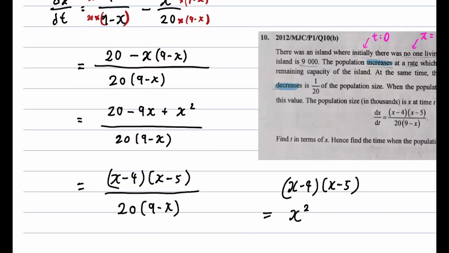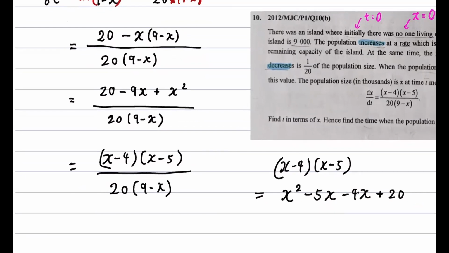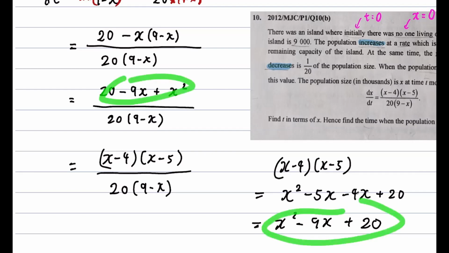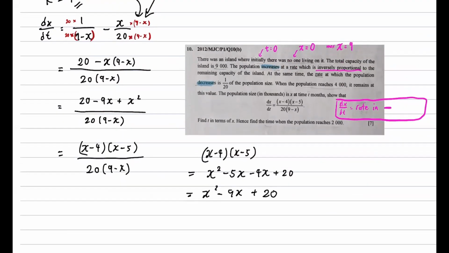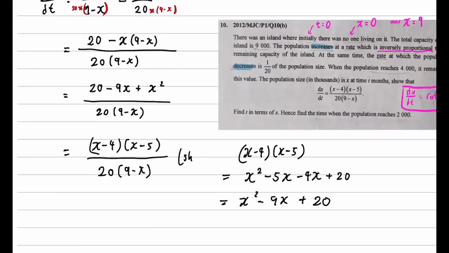X times x, x squared. X times minus 5, minus 5x. Minus 4 times x, minus 4x. Minus 4 times minus 5 becomes positive 20. Simplify, you get x squared minus 9x plus 20. Is it the same? Yeah. Do you know how to use a calculator to help you to find this? You cannot? Okay, then I don't explain. Okay, good. So that's how you show the equation.